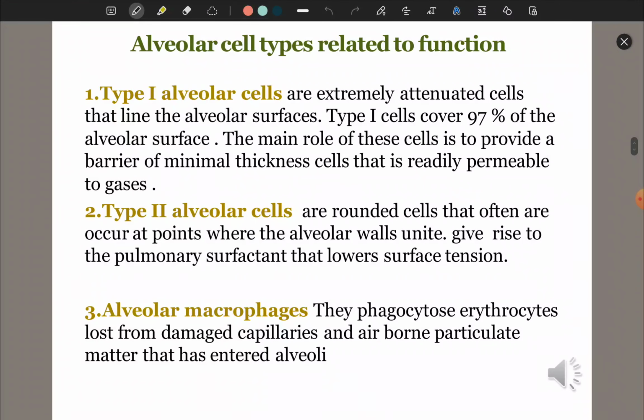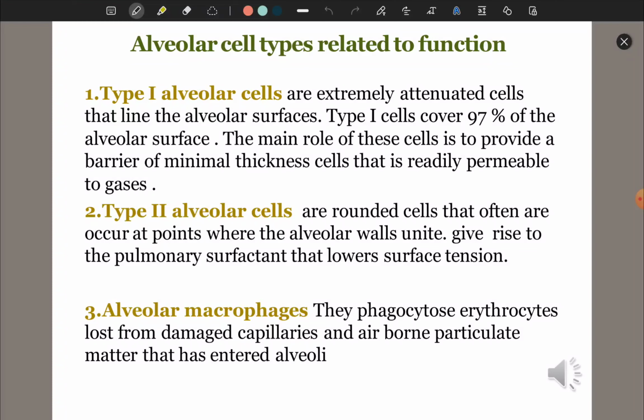We have type 1 alveolar cells. They are extremely attenuated, or thin, cells. They compose about 97% of the whole cells of the alveolar surface. The main role of these cells is to provide a barrier of minimal thickness that is ready to exchange and permeable to gas. Type 2 alveolar cells are round cells that often occur at points where the alveolar walls unite or meet.